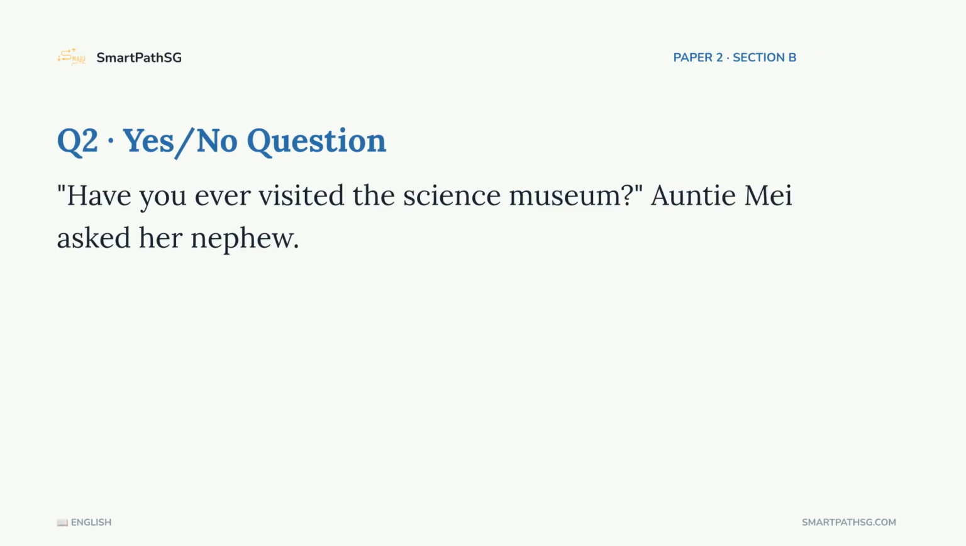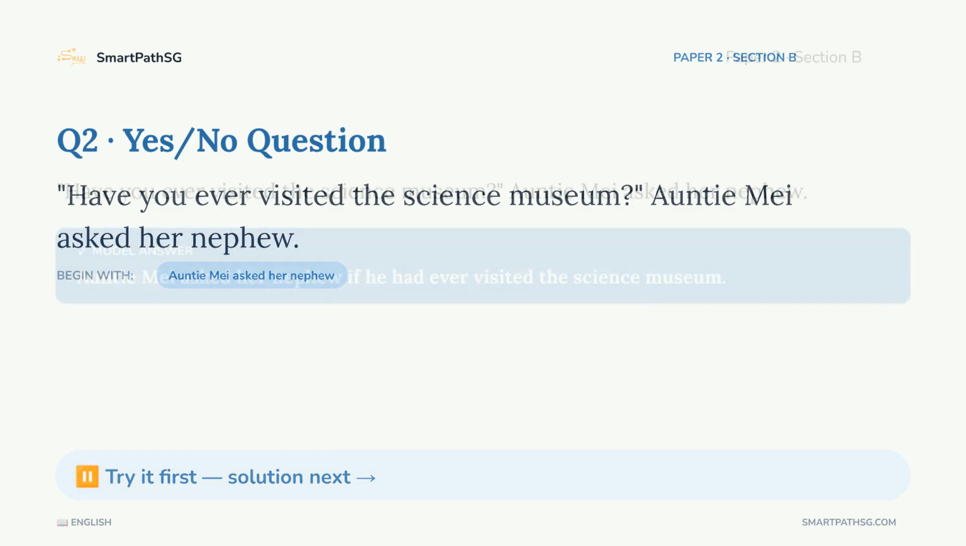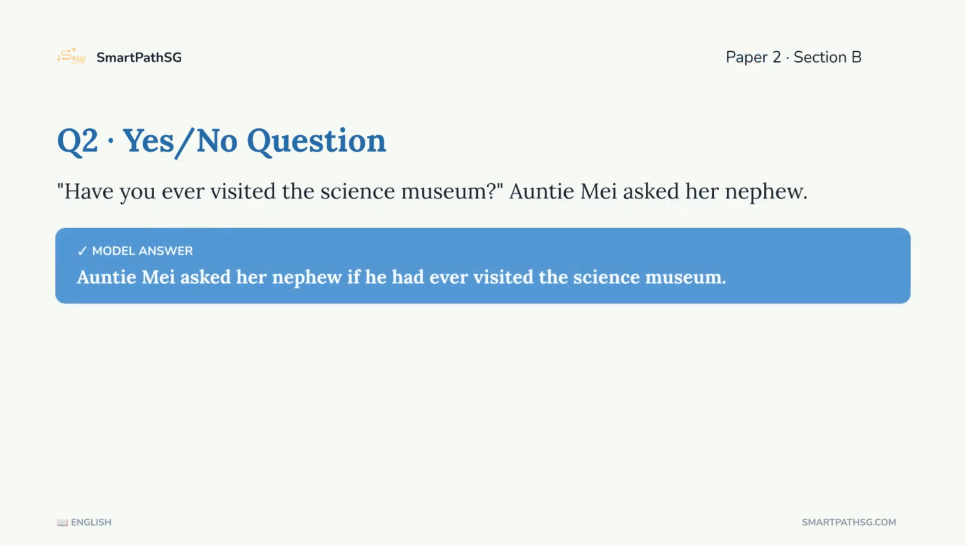Question 2. "Have you ever visited the Science Museum?" Auntie May asked her nephew. We are to rewrite and begin with, Auntie May asked her nephew. This is a yes/no question. Think carefully. What word do you use to introduce this reported question? The model answer. Auntie May asked her nephew if he had ever visited the Science Museum.